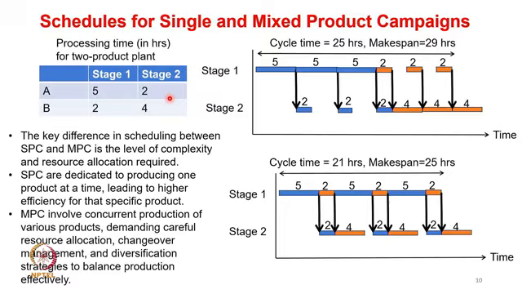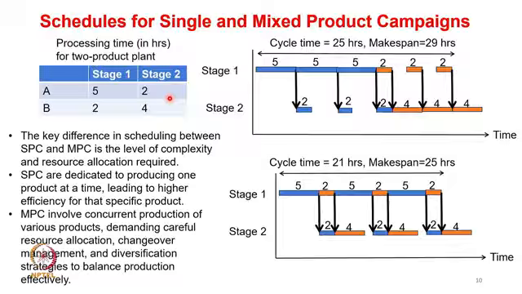The key difference in scheduling between a single product campaign and a multi product campaign is the level of complexity and the resource allocation. Typically, a single product campaign is dedicated to producing one product at a time, leading to higher efficiency, and a multi product campaign involves concurrent production, as we see here. We can just see.